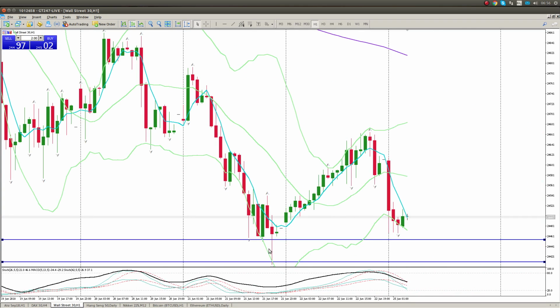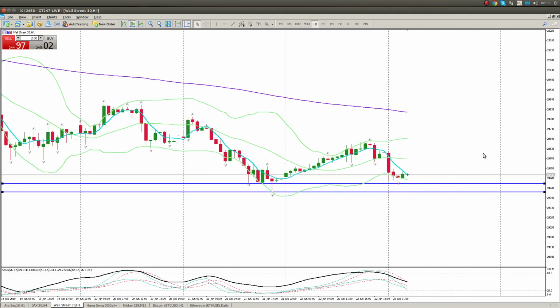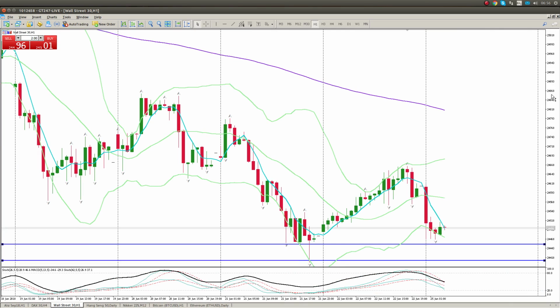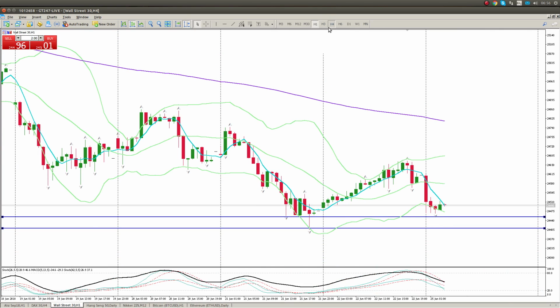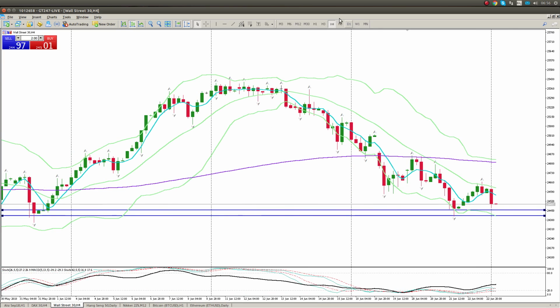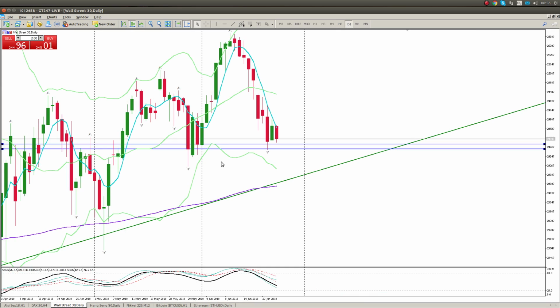So the question is, do we find support here? If we do, then we're looking for longs. Or are we going to continue moving to the downside? For me, I don't see a clear direction at this stage. Trend is down on the 4-hour, but we are coming up to a pretty intense area. Let's just do this on a daily and add these levels in, and you'll see what I mean.